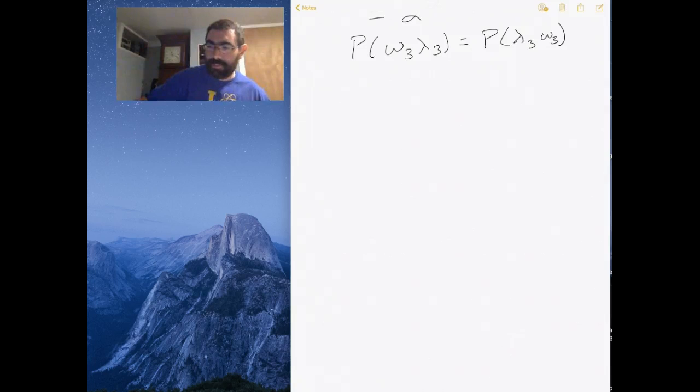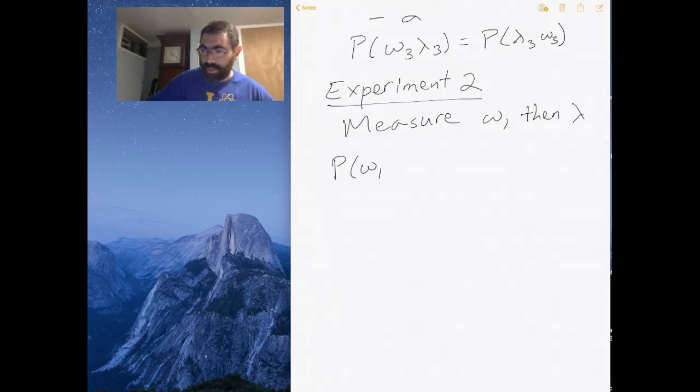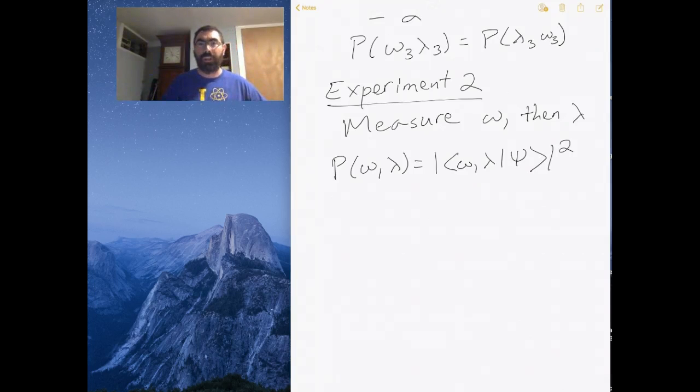So now let's consider experiment number 2, where now we want to measure omega 1 then lambda. In this case, the probability of measuring omega 1 then lambda would be the same thing. I'm projecting omega 1 lambda onto psi, and then I square it.